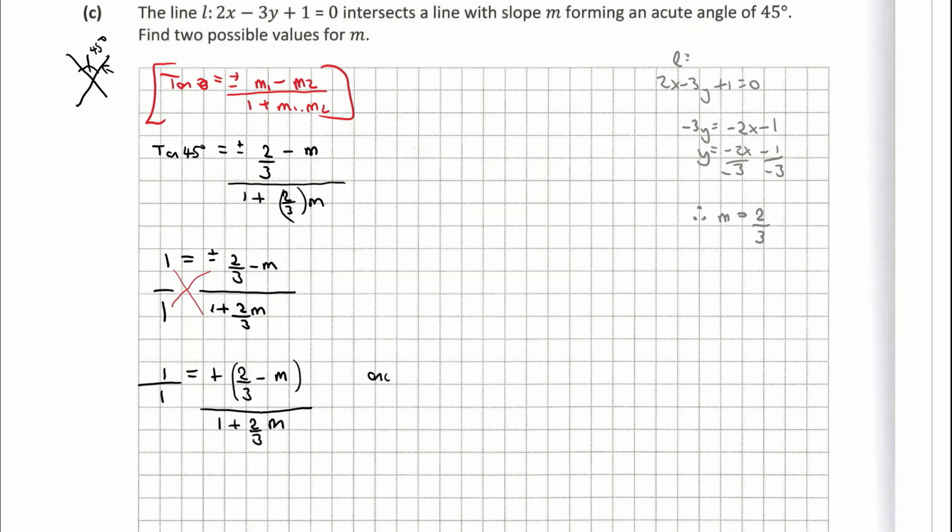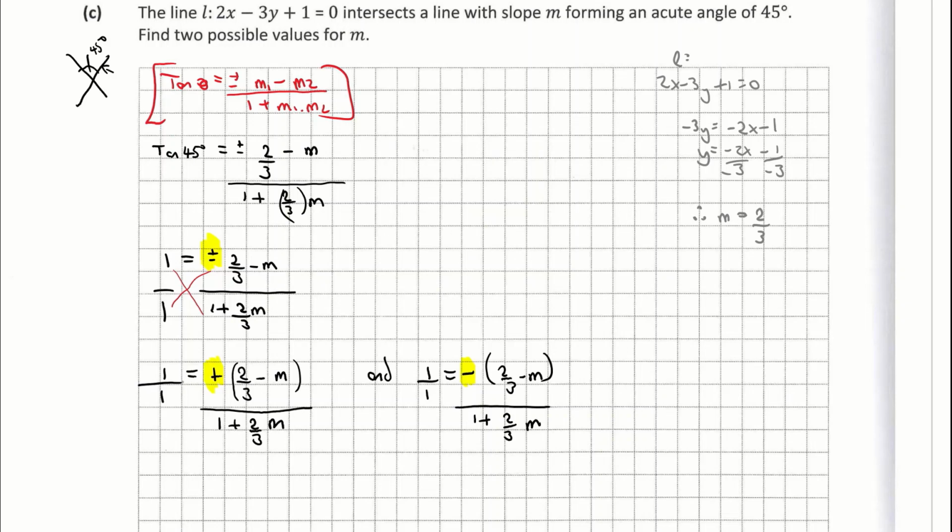And my second value is going to be 1 over 1 is equal to minus, and then multiplied into 2 over 3 minus m, all over 1 plus 2 over 3m. So basically what I'm doing there is I'm doing out my plus or minus for both slopes.